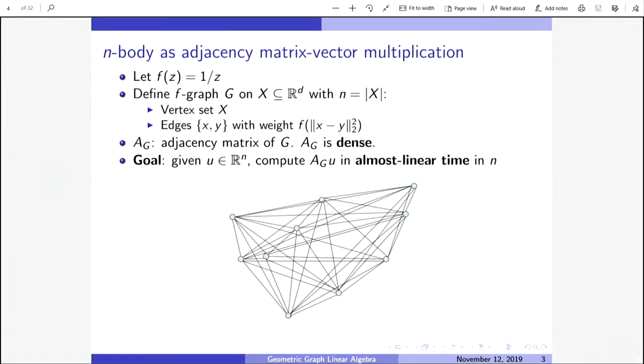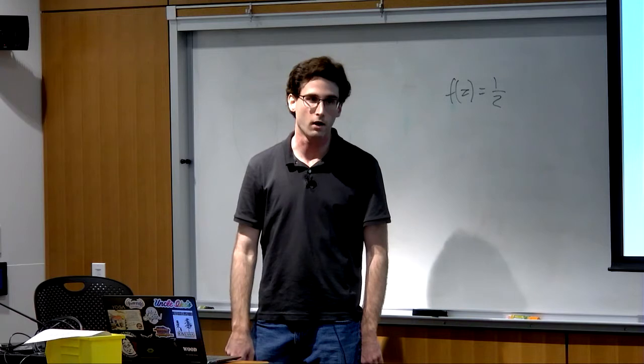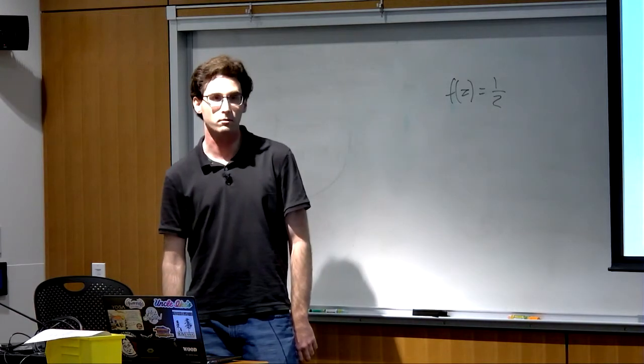And then our problem is just that we want to multiply by the adjacency matrix of this graph. So given a vector, we'd like to compute the adjacency matrix times the vector. One naive way of doing this is to write down the matrix A, the adjacency matrix of the graph, and then compute this matrix vector product. But that's not very good because that takes quadratic time, order n squared time. We'd like to figure out if it's possible to obtain almost linear time algorithms for this problem.